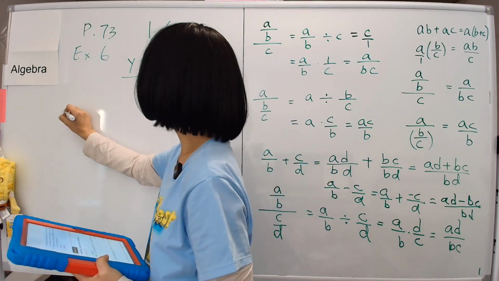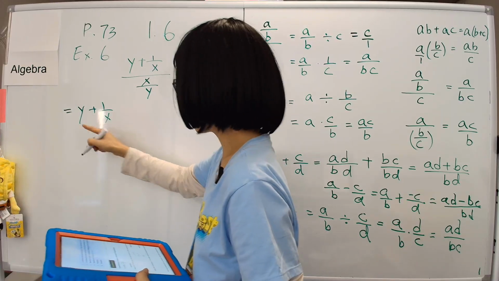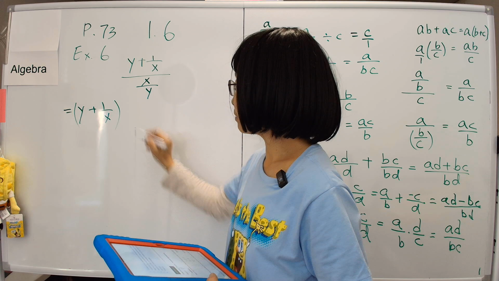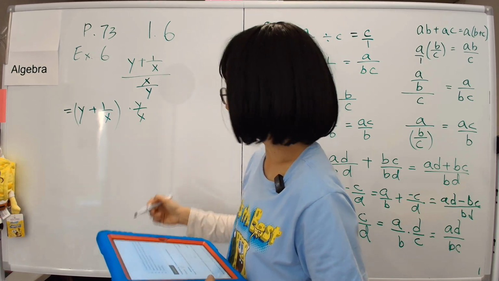So that equals, we'll write down the numerator, in this case y over 1 plus x. We'll ignore it for the moment and just copy it down. Then we'll invert and multiply this thing, which is y over x. All right, so far so good.